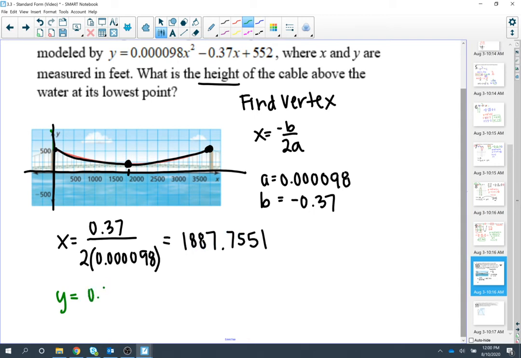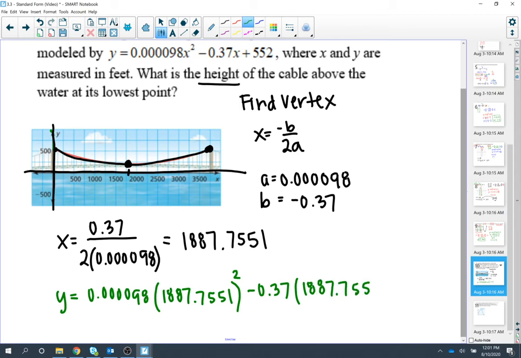So 0.000098 times 1887.7551, don't forget the squared, minus 0.37 times that crazy number, 1887.7551, and then plus 552. And again, I'm just using a calculator. You can use your Desmos. Go to your Desmos and start typing it in. Just be very, very careful not to make a mistake.